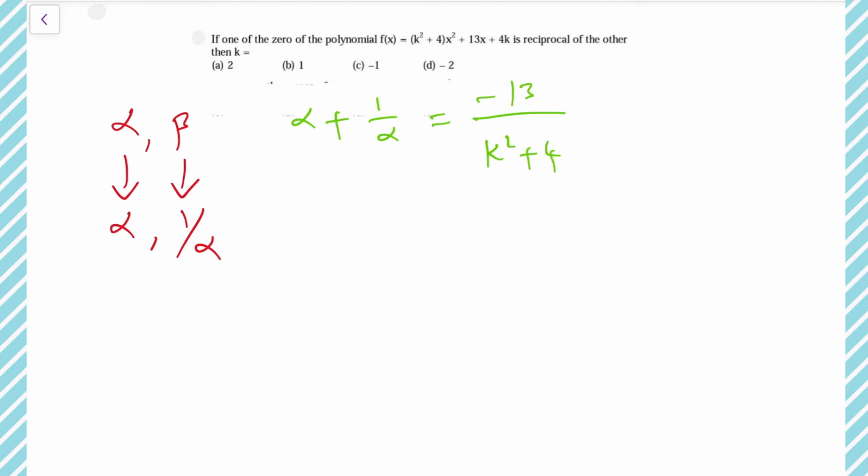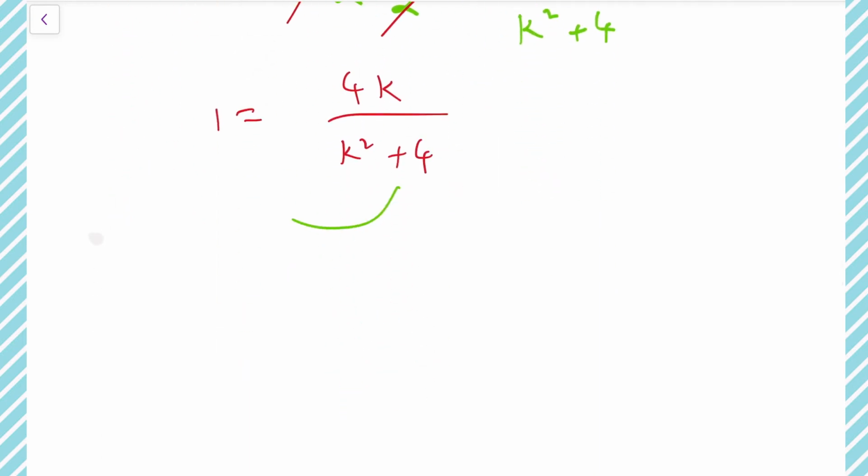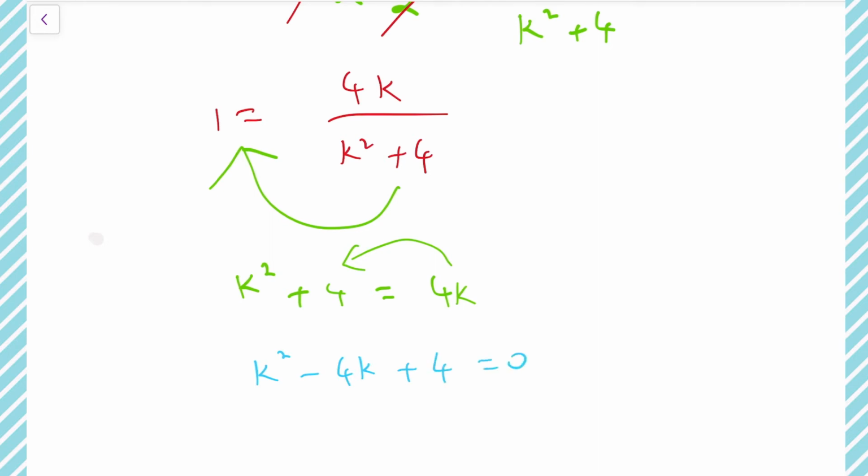Next, coming to product. Alpha into beta, that is 1 by alpha again, is equal to c divided by a. Here c is constant, that is 4k, divided by a, the x square coefficient, that is k square plus 4. On the left side alpha will get cancelled, then we remain with 1 is equal to 4k divided by k square plus 4. This total denominator I will take to the left side, then it will become multiplication. 1 into k square plus 4 is equal to 4k. Take 4k also to the left side, it becomes minus. So k square minus 4k plus 4 is equal to 0.